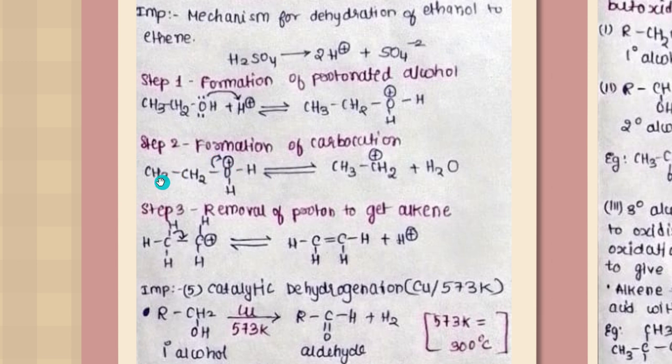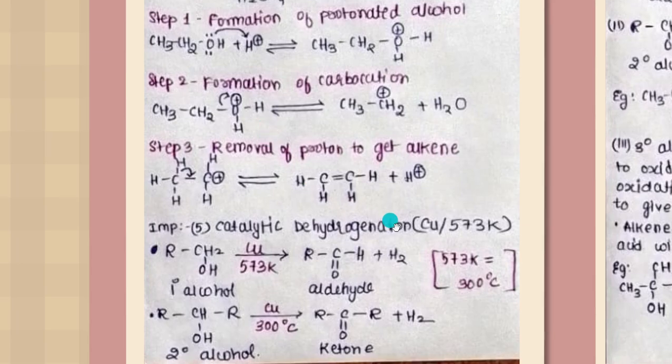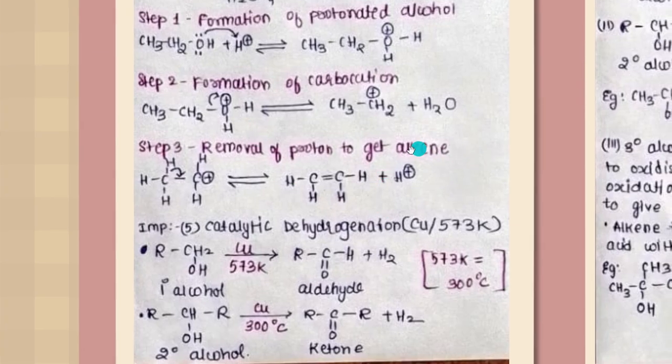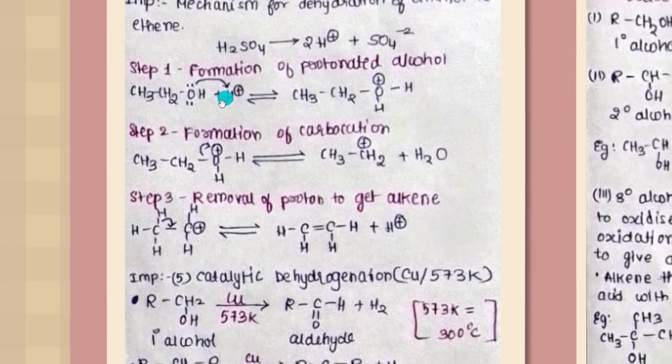Now formation of carbocation. Here CH3CH2OH2 plus will be formed as CH3CH2 plus. This will form a carbocation, right? This is the ethyl carbocation, 2 carbon atoms, plus H2O. Further, step 3 is removal of proton to get alkene. Removal of this hydrogen and forming a double bond over here to get alkene, that is CH2 double bond CH2 plus H plus. So in the starting we added H plus, now we will remove H plus. Right?